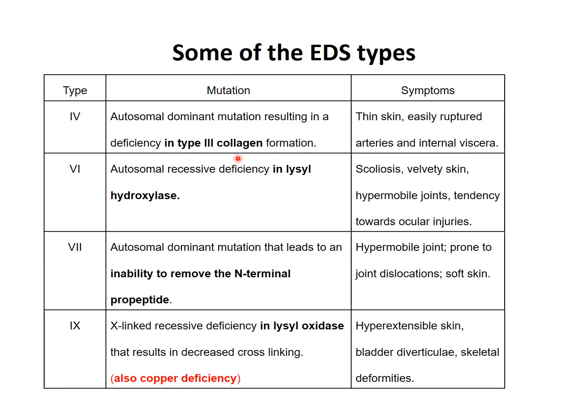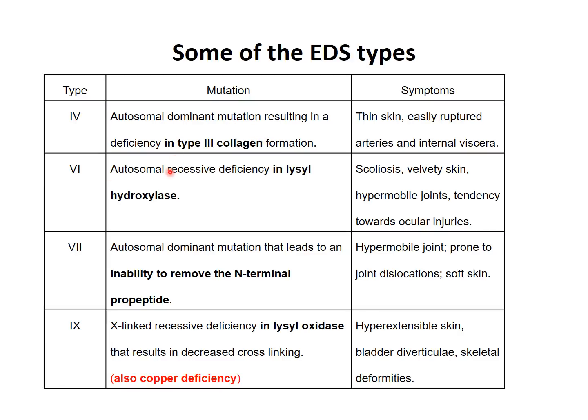So type 4 is a type 3 collagen problem. And obviously, because type 3 collagen is very important in the skin and in some internal organs, that will be the symptom that you will see. So it is an autosomal dominant mutation, which is the deficiency of the type 3 collagen network which is formed.